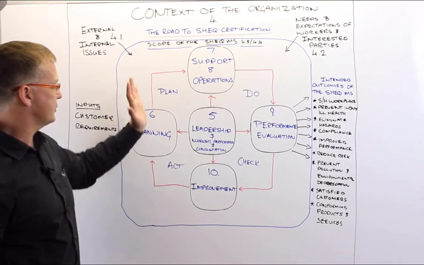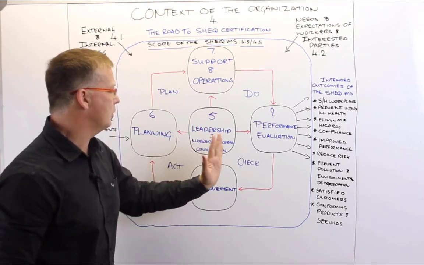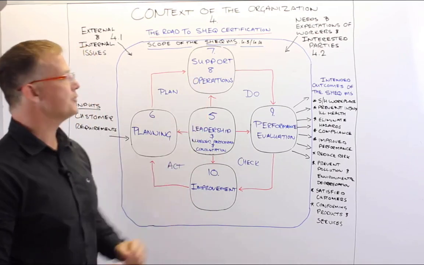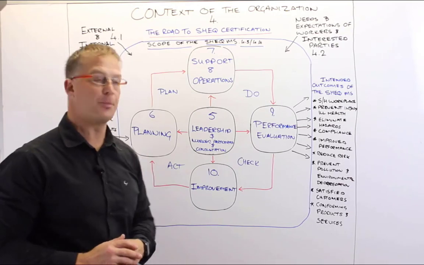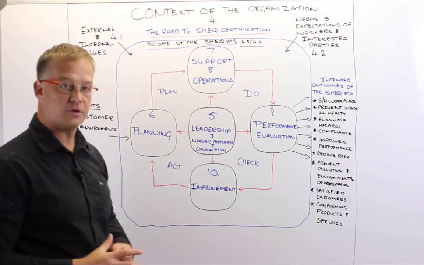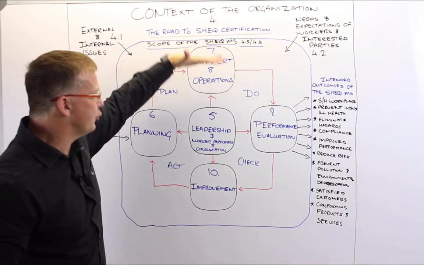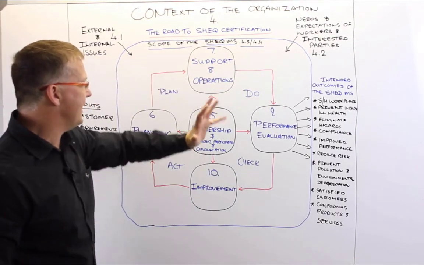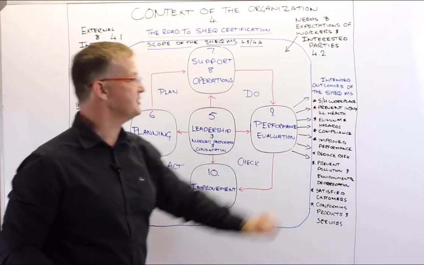Once we've moved past Clause 6, and Clause 5, leadership and worker consultation and participation, helps to drive 6, it also helps to drive Clause 7, which is support, and Clause 8, which is operations. So let's have a look at support. As per the name, support is those clauses that render support to the management system and its people to achieve its intended outcomes.